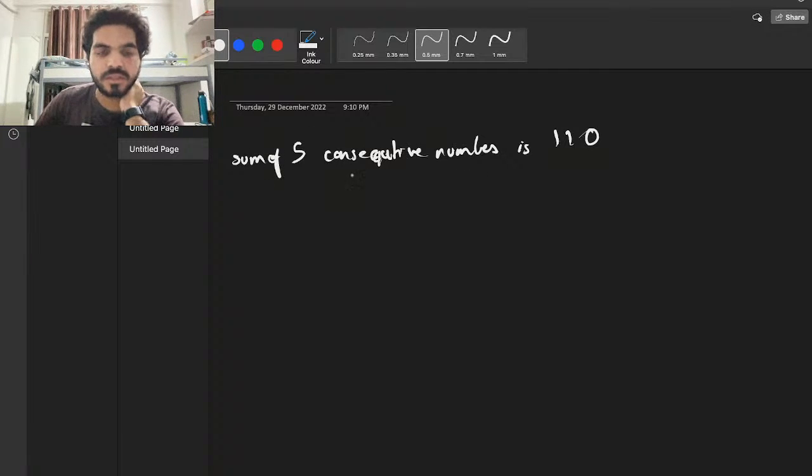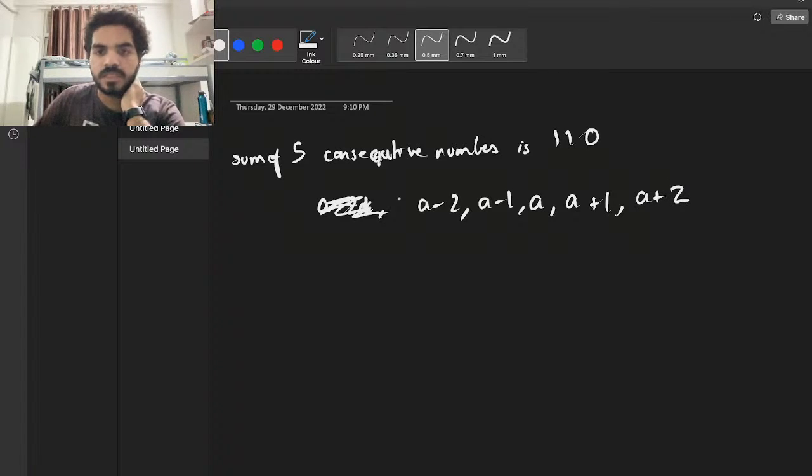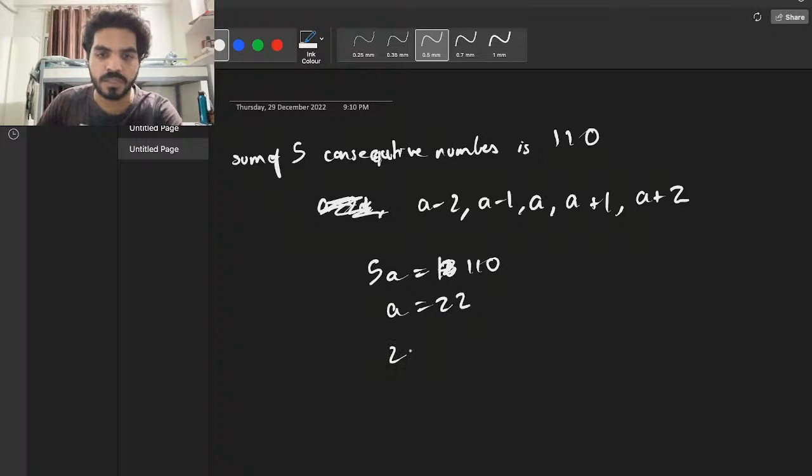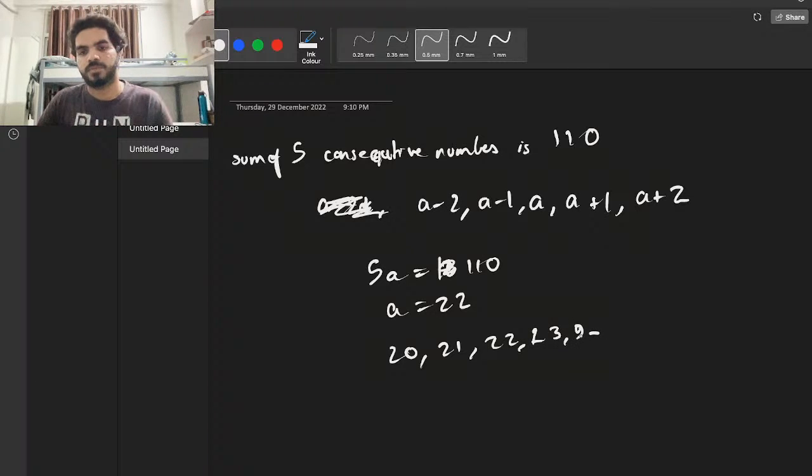Or in simpler language, the five numbers can be a minus 2, a minus 1, a, a plus 1 and a plus 2. These are 5 consecutive numbers. We'll add them all. Minus 2 plus 2, minus 1 plus 1, all get cancelled. 5a will be left as 110. So a will be equal to 22. So the numbers are 20, 21, 22, 23, 24.